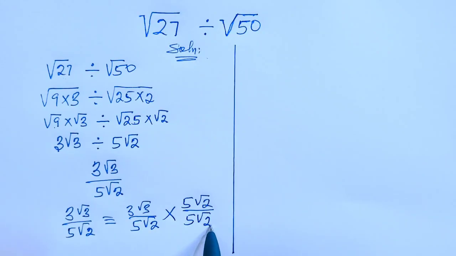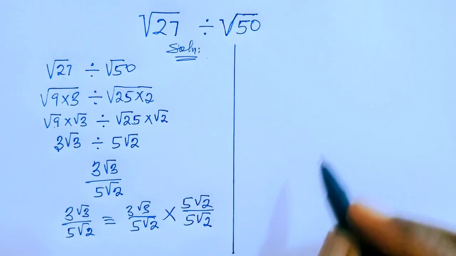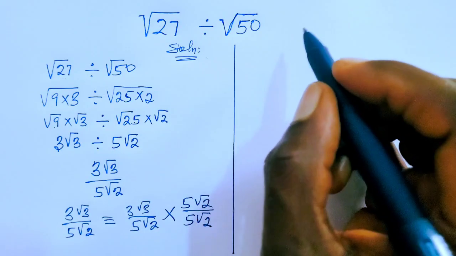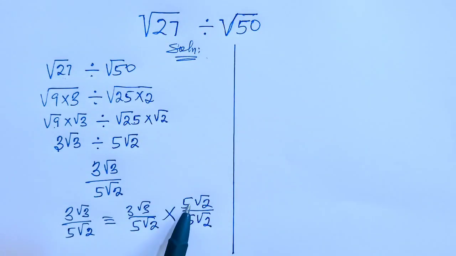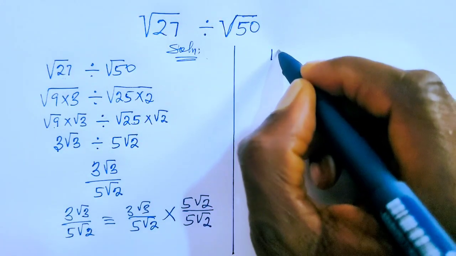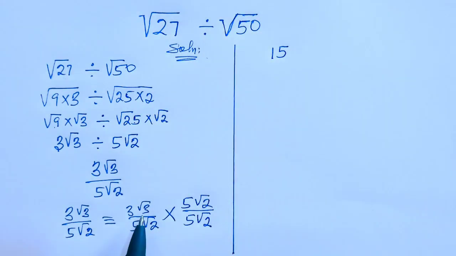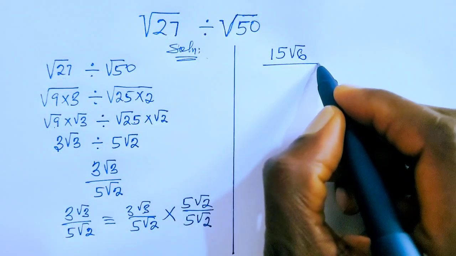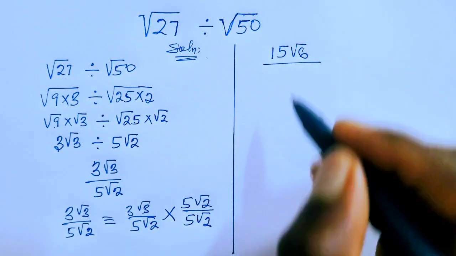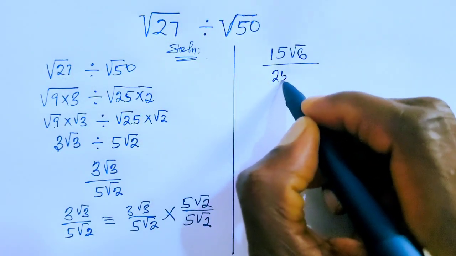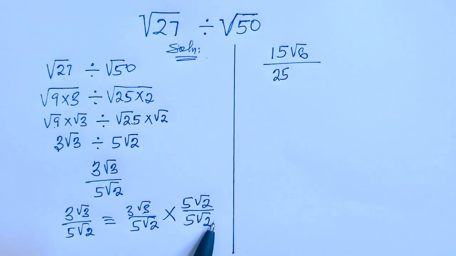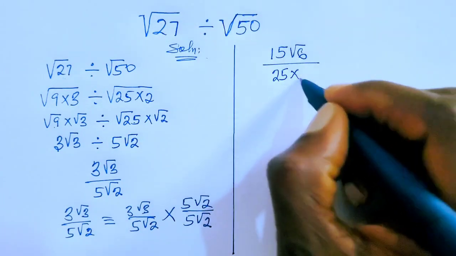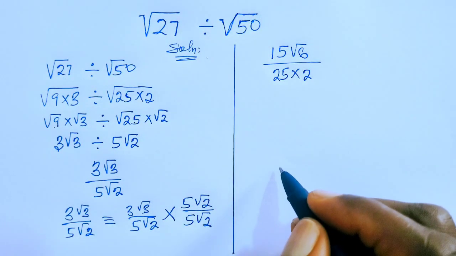Now, at this point, we are going to multiply it out. By so doing, we are going to have here 3 times 5, that will give us 15. Now, root 3 times root 2 will give us root 6, all over here 5 times 5, that will give us 25. Then here root 2 times root 2 will give us 2, that's multiplied by 2.